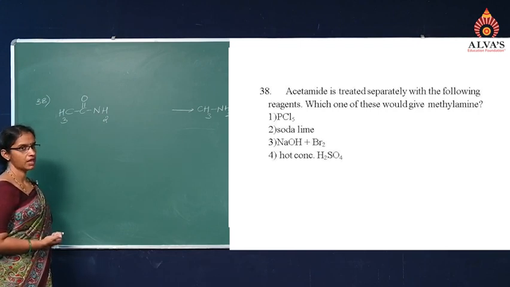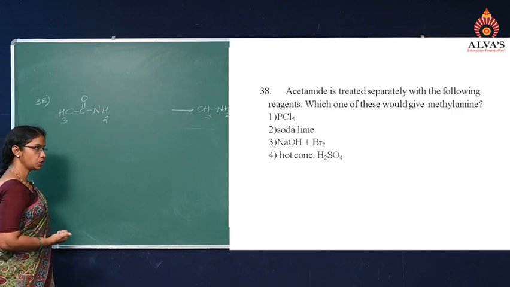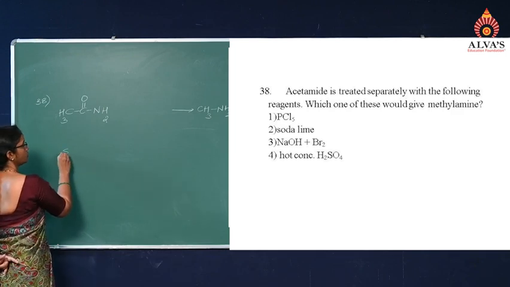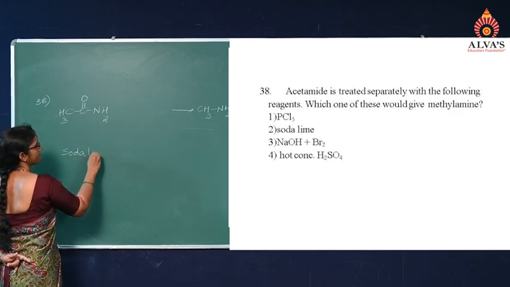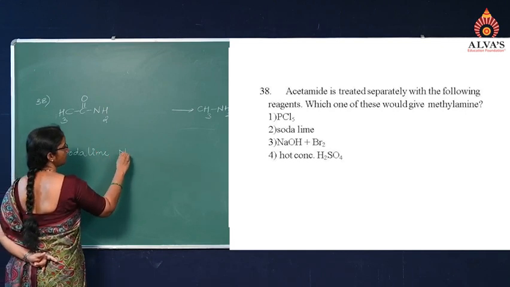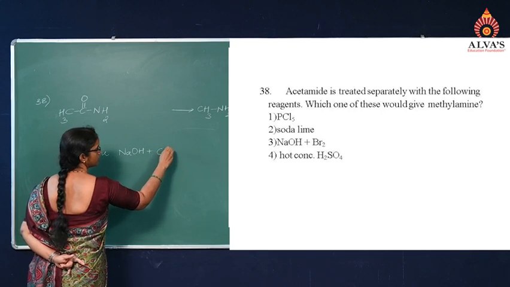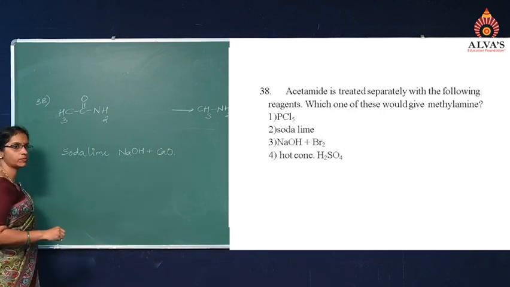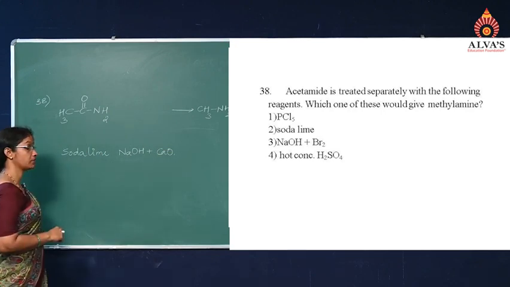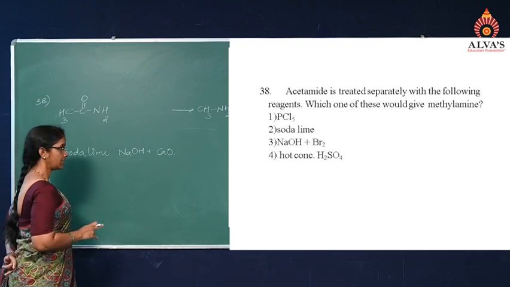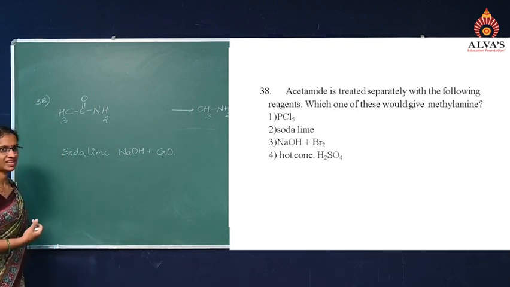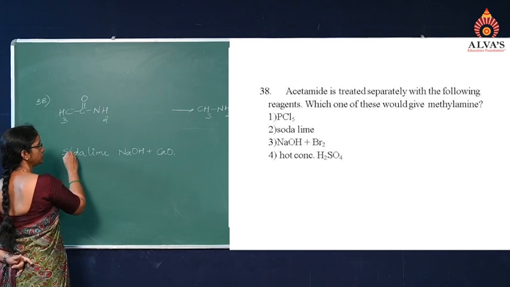We are left with soda lime and NaOH. Soda lime is NaOH and calcium oxide, which is used in decarboxylation reactions of carboxylic acid salts, whereas the compound which is given to me is an amide, hence I cannot use soda lime.